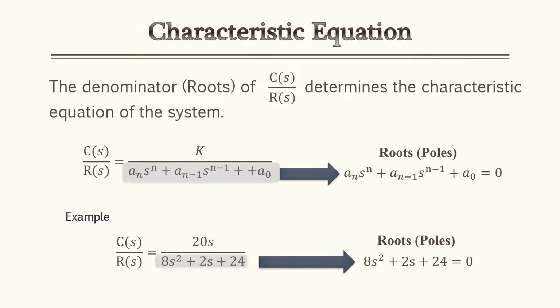All right, step 2, create your characteristic equation. Now the denominator, which is your roots, determines the characteristic equation of the system. So the equation below, we have k over your denominator, and that is your roots or your poles, and we derive from that your characteristic equation. So a very simple example at the bottom, I'm just using the denominator to determine that. And it's very simple. Again, I'll go over this more in detail in the practice problems, but this is probably the easiest step out of all of them.